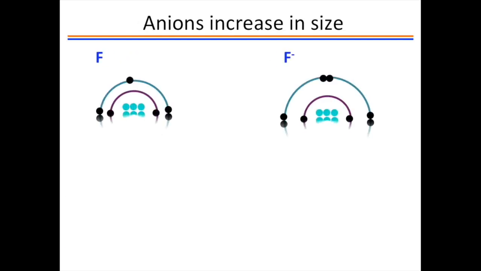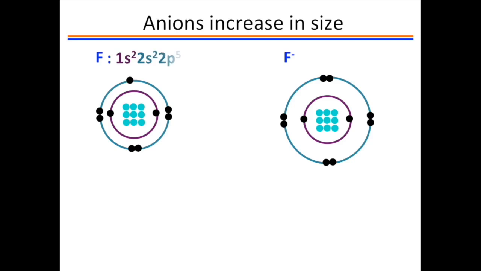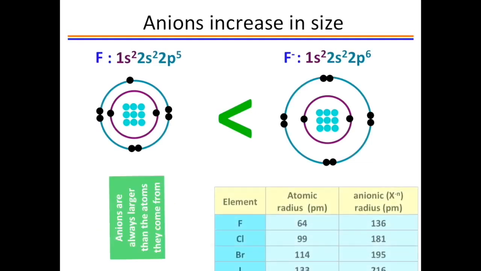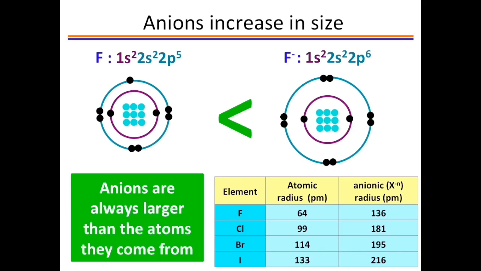What about anions? Let's consider the fluorine atom and the fluoride ion. Here are the electron configurations. The atom and ion have the same shells and the same positive nuclear charge, that is the same number of protons, so the only difference is the number of electrons. The anion has more electronic repulsions, so we would expect the fluoride ion to be larger than fluorine. Again, we would be right. Anions are always larger than the atoms they come from.